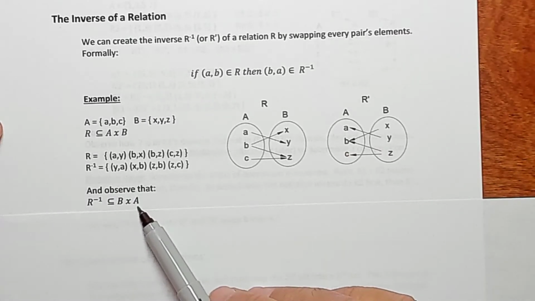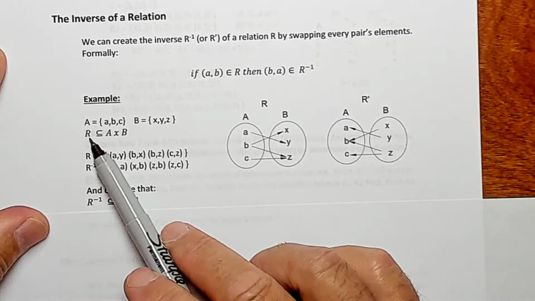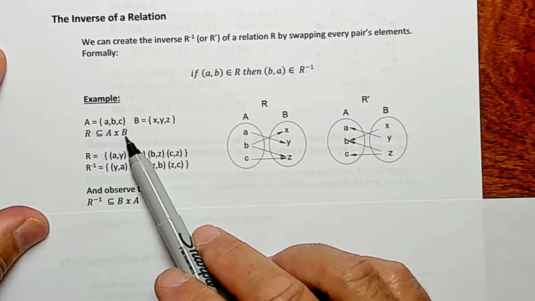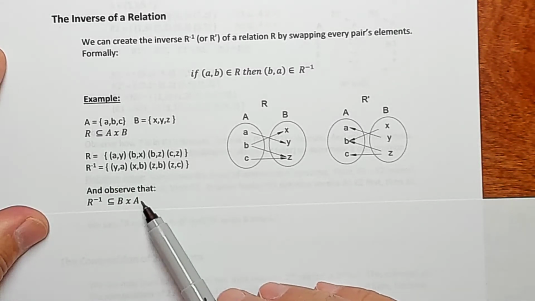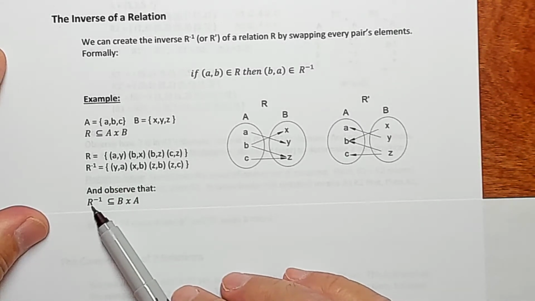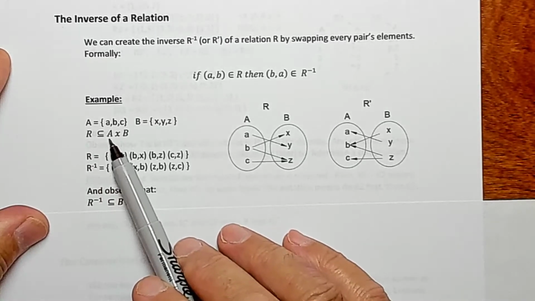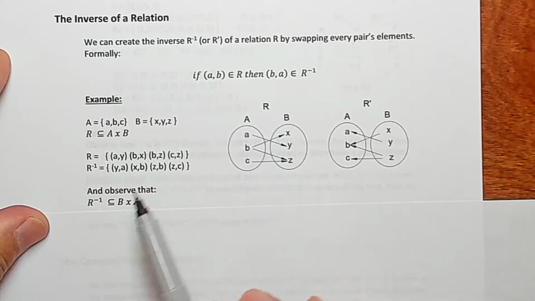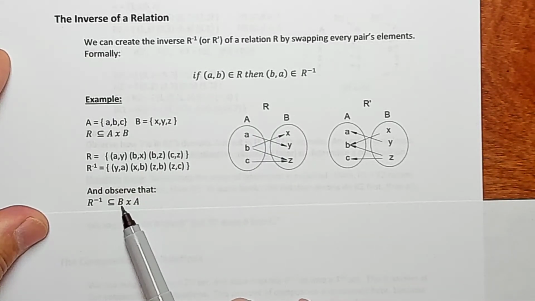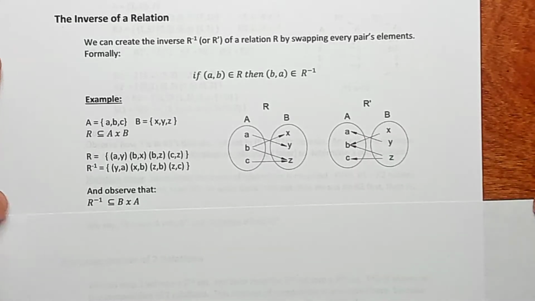The last thing we could point out is that if the original relation is a subset of A cross B, then the inverse is a subset of B cross A. We could say that the original relation R maps A into B, and then the inverse relation in this case maps B into A. We say stuff like that.